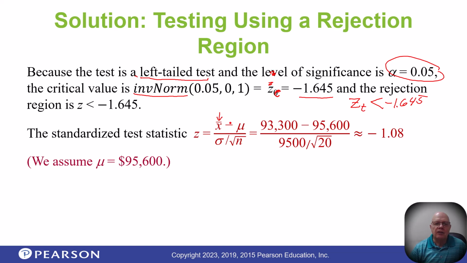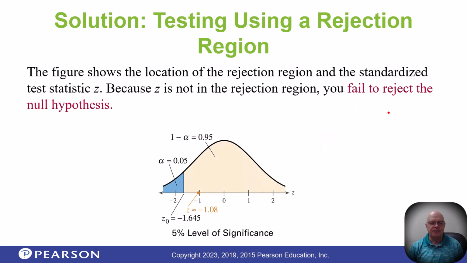This is the value that we got from the competitors. We're going to subtract it. We're comparing it with 95,600. Here we've got our standard deviation, our sample size of 20, and here's our test statistic. Question: is it less than negative 1.645? No. It's not in the rejection region, so we don't have any proof or evidence that it's different from the value that our employer says.